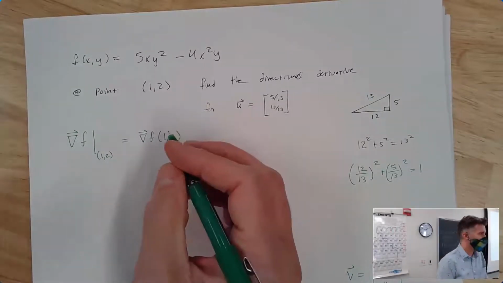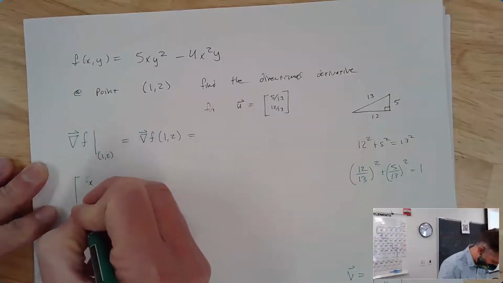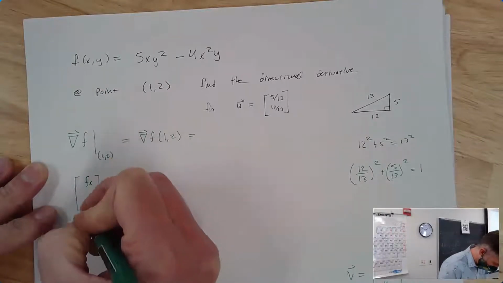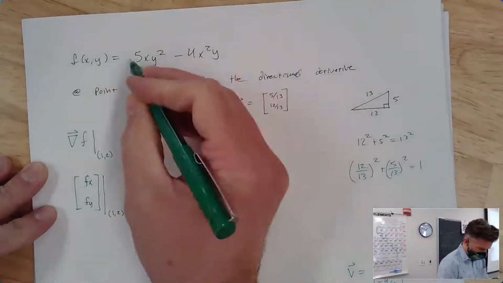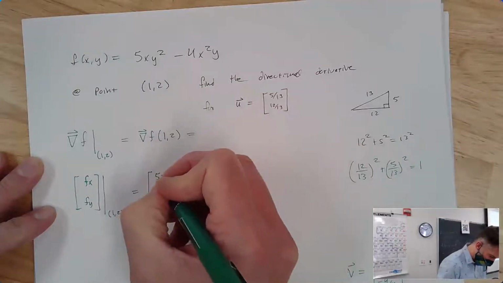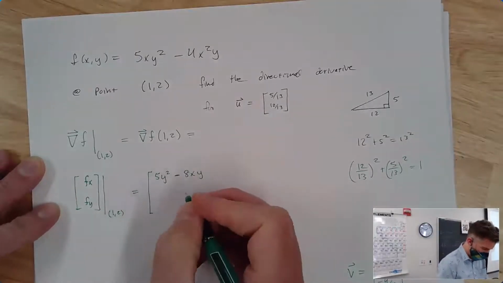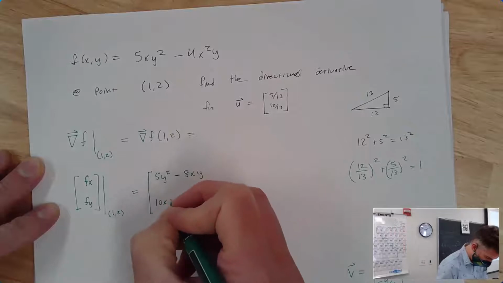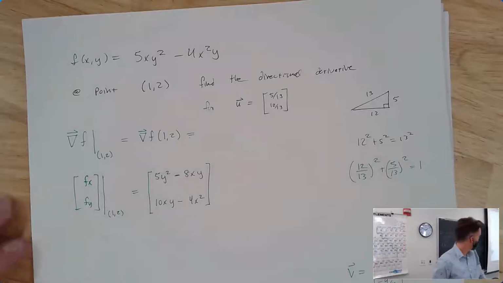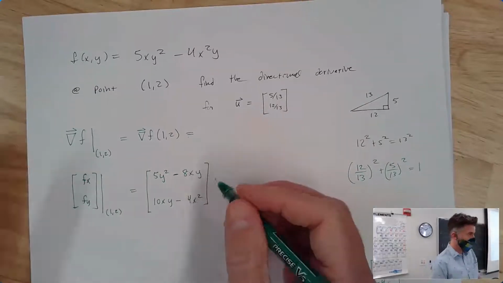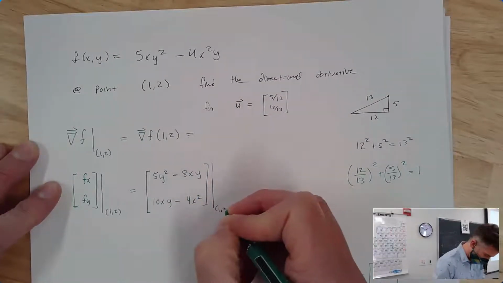Either way, we're finding the gradient first. So I'm just finding the partial derivatives, fx, fy. And after I find those, I'm actually going to plug in the point (1, 2). So the partial with respect to x is going to be 5y squared minus 8xy. The partial with respect to y is going to be 10xy minus 4x squared. Right, this is a vector. It's just 1 entry here, 1 entry here. And then we're going to plug in the point (1, 2).